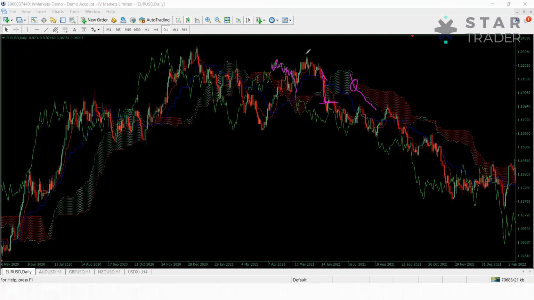If you are doing swing trading on the daily chart, you can set your stop loss above the last high over here, and you can hold your trade because you are doing swing trading. But if you want to do day trading, or even scalping, then you can go with a smaller time frame. It will work the same.